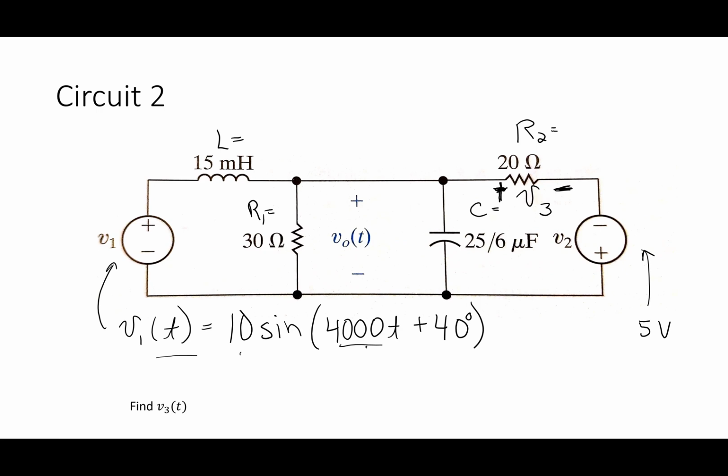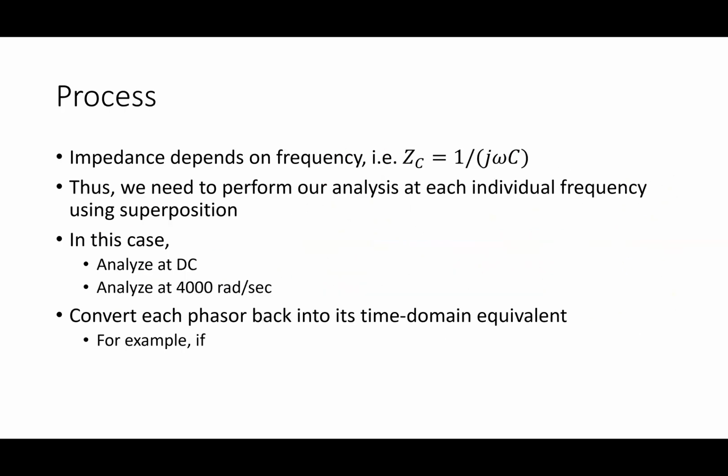Now, first of all, whenever I have two things at two different frequencies, I talked about this the other day, right? The process that we have to deal with anytime we do this analysis basically is the fact that the impedance depends on frequency, right? So I cannot solve for phasors at two different frequencies, add them together and convert that back. We talked about what our process is.